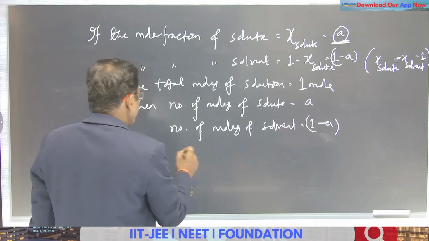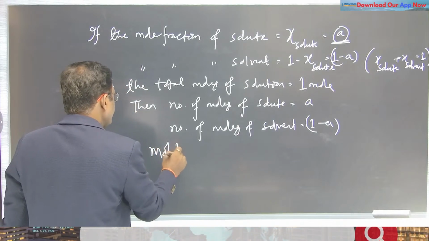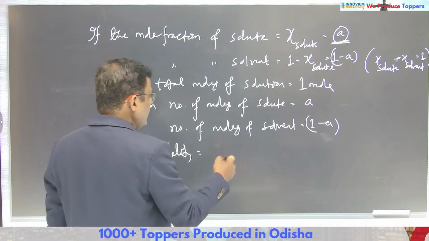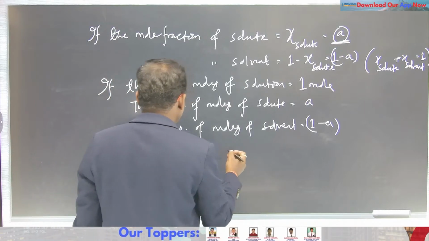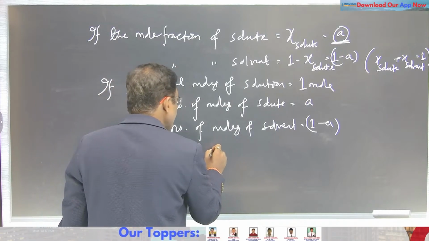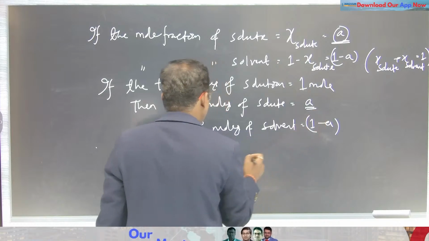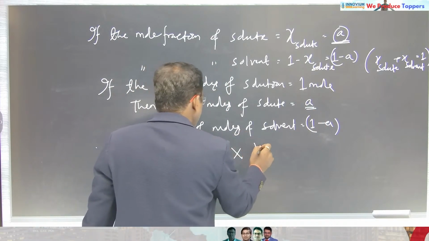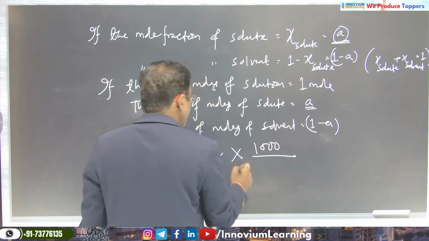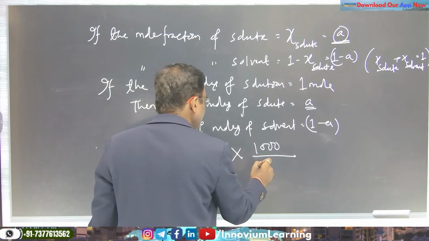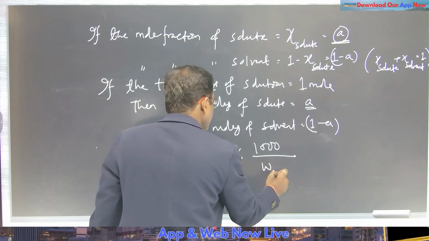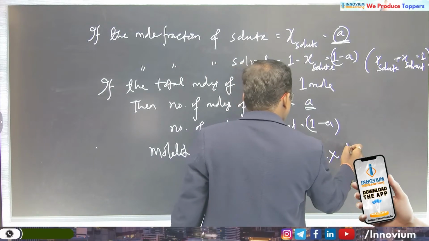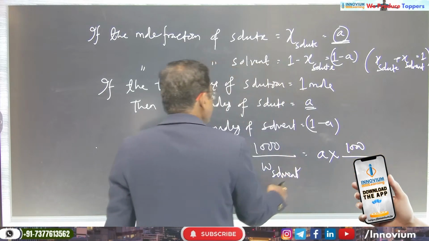Now it is very easy. By using the basic formula of molality, we can get the result for molality. So what is that basic formula? Number of moles of solute. What is the number of moles of solute here? That is A. Then number of moles of solute multiplied with 1000 by mass of solvent, W of solvent. Now this is A multiplied with 1000. So what is the mass of solvent?